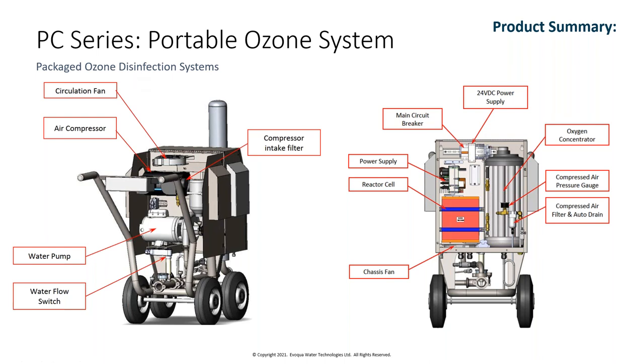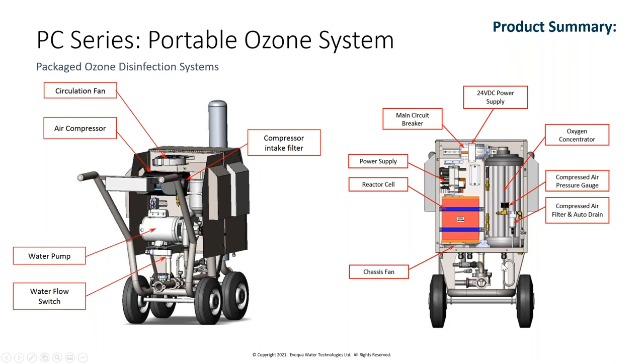This is our PC card internal features, what we actually provide in the PC card itself. The PC card can be opened from the back and from the front. At the back, we can see there is an air compressor to suck in the air, and a circulating fan to cool down the ozone generator. There's also a water pump to supply water to the injector, and a water flow switch.